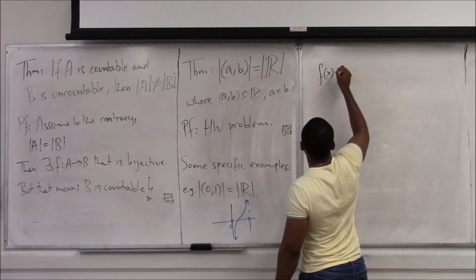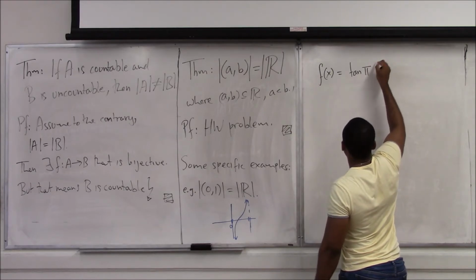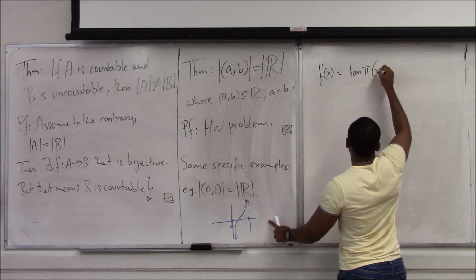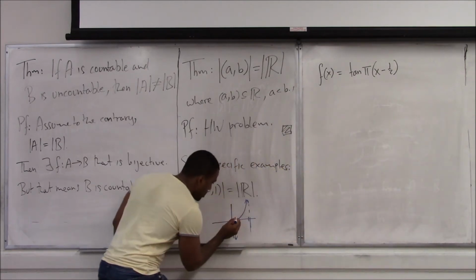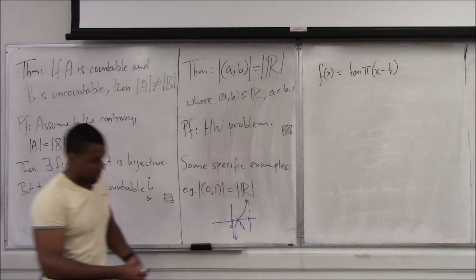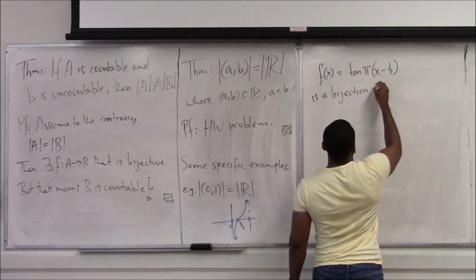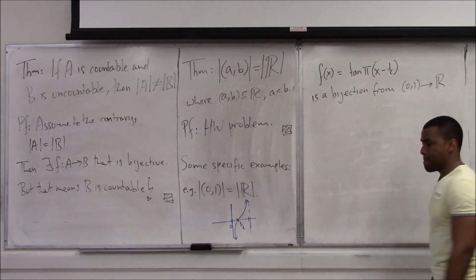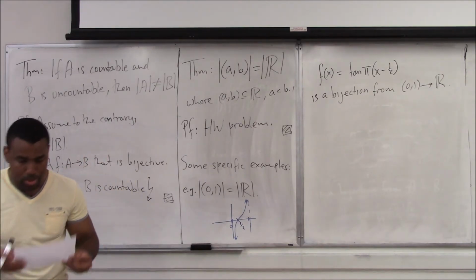f of x equals, if you take the tangent of pi x, the period would be pi over pi, which is 1, and then I shift that to be a half, so that the center here is going to be a half. Is a bijection from 0, 1 to all of R. You can verify that. There are many such functions. Your book gave several examples.